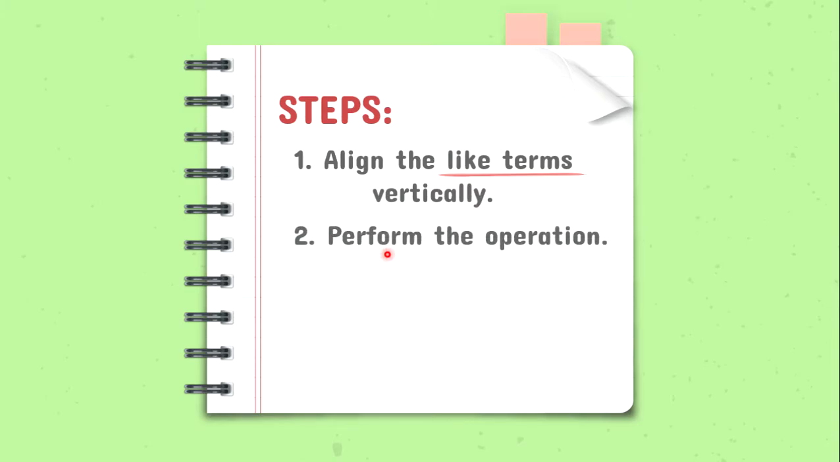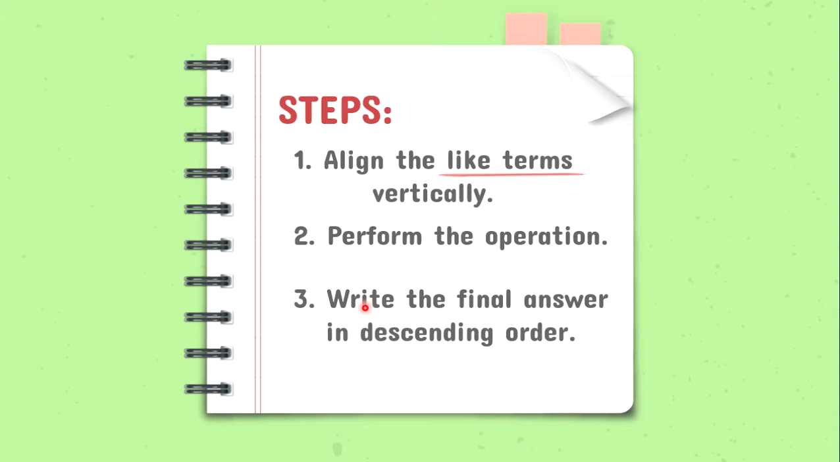Second, perform the indicated operation, whether it's addition or subtraction. That's why it's very important that you master how to add and subtract integers or numbers, the same way that we will be doing in polynomials. And lastly, make sure that you write the final answer in descending order. What is meant by this? Descending order means from highest to lowest. In polynomials, we write the highest exponent first, and then go to the lowest exponent.